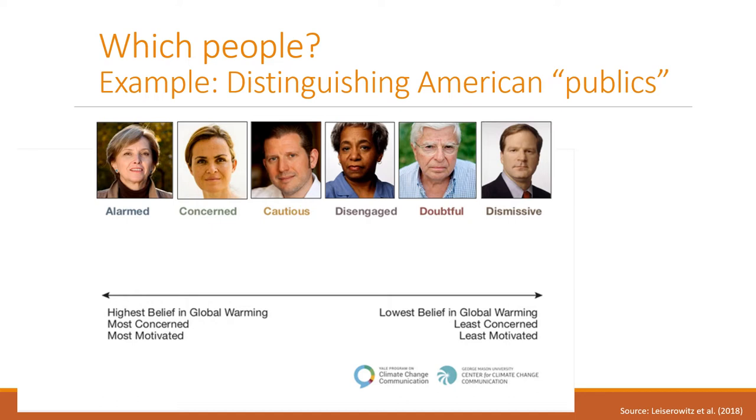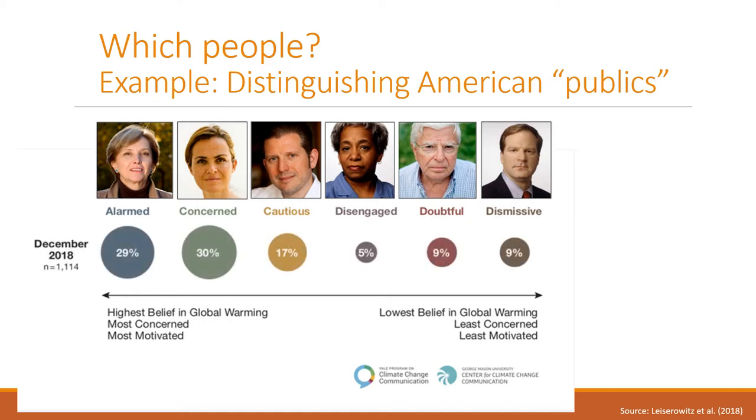Now, Tony has studied Americans since 2004, every single year, I think two times a year. He has basically done a nationally representative survey to see how many people we have that fall into the group of the alarmed, the concerned, the cautious, and the rest of them. And I'm going to show you here just one result, the most recent one that's available, from December 2018. It's a little while ago, the latest is not yet out.